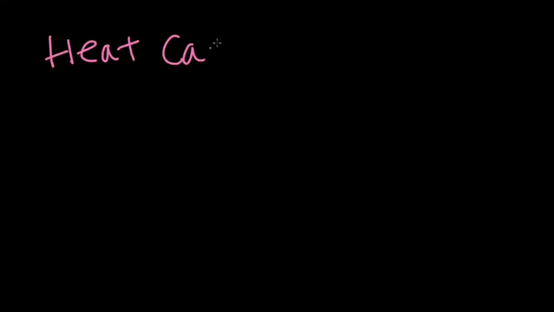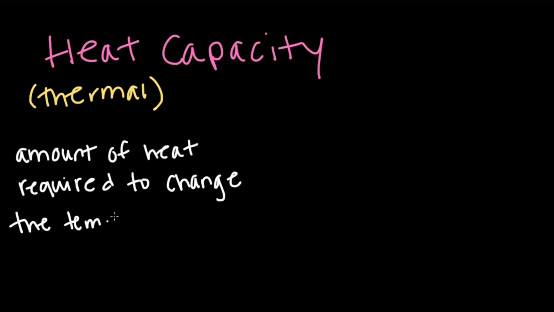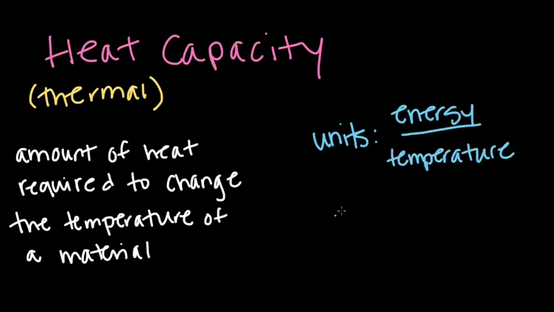Everyone. Today we are going to be talking about heat capacity, also known as thermal capacity. Now, this is just the amount of heat required to change the temperature of a material. So given this definition, what units would you expect heat capacity to have? Heat is a form of energy, and we're describing how much of that is needed to change the temperature, so the units for heat capacity are energy per temperature, and in SI this would be joules per Kelvin.